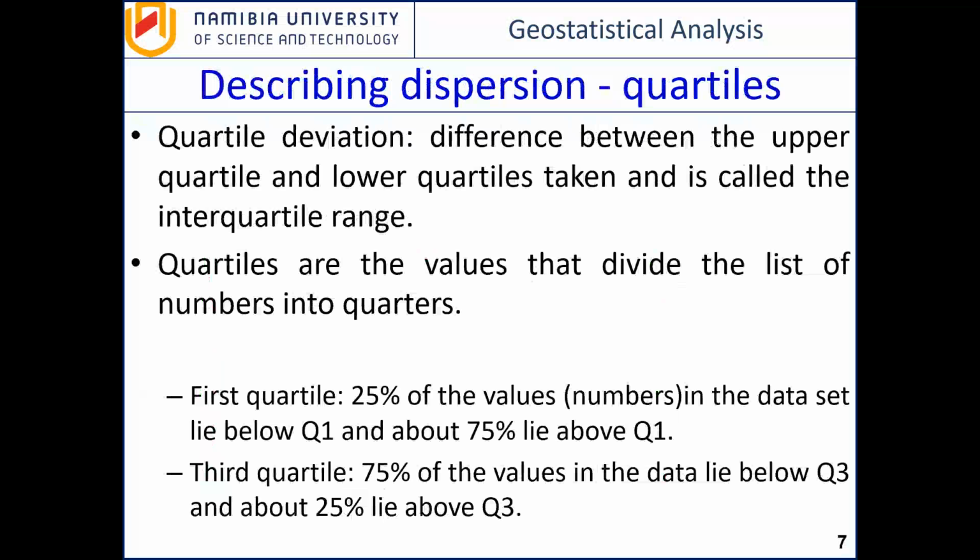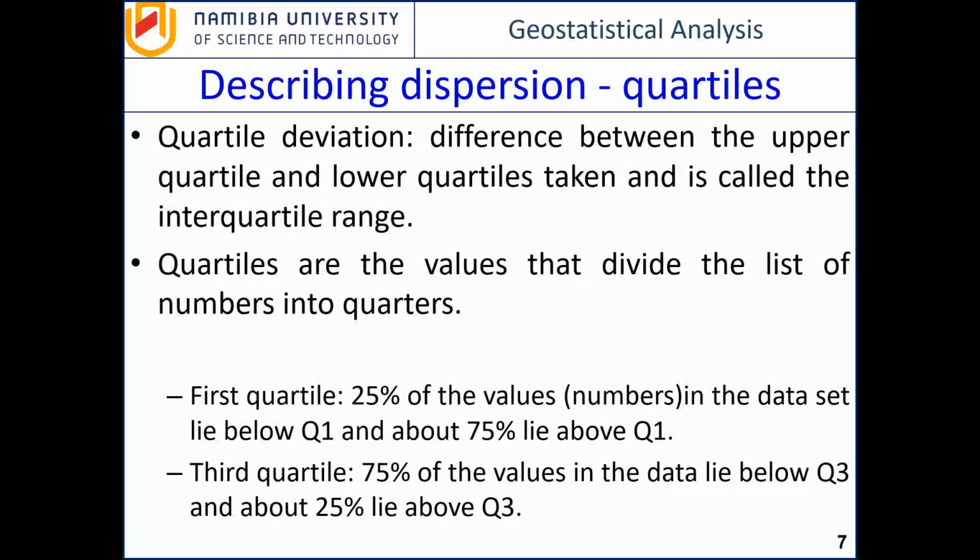Okay, the quartiles. Quartiles is basically the same concept as the range, but where we eliminate the outliers. So it's the difference between the upper quartile and the lower quartile. This is the quartile deviation, and this is called the interquartile range. So as I said, it's like the range, but we eliminate the extremes.